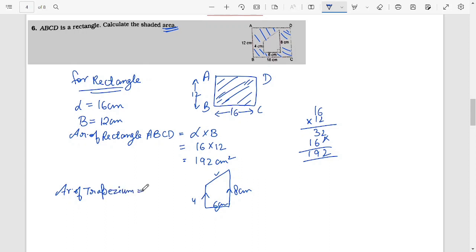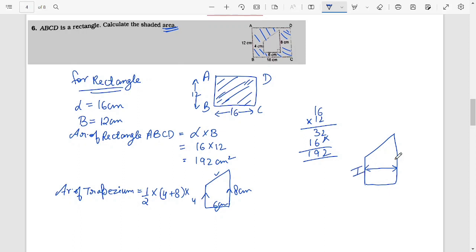In the previous questions, I told you the formula to find the area of a trapezium. What is that formula? Half into sum of parallel sides. Here in the bracket we have to add. Which sides do we have to add? Parallel sides. The first parallel side is 4. Another parallel side is 8. So 4 plus 8, multiply by height. Height means the perpendicular distance between the parallel lines. This is the figure. This much distance between the parallel lines.